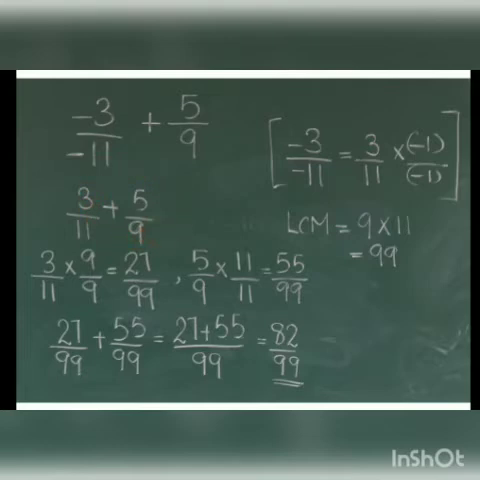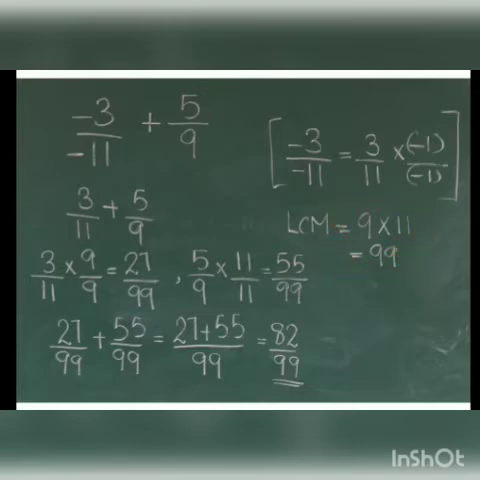So first step is what? Here when we see the denominators, one has 11 and one has 9. So we cannot add it directly. First we need to make the denominators the same. So we find the LCM. What is the LCM? Here 11 and 9. One is a prime number and one is a composite number, so we take the product. 9 into 11, 99 is the LCM.